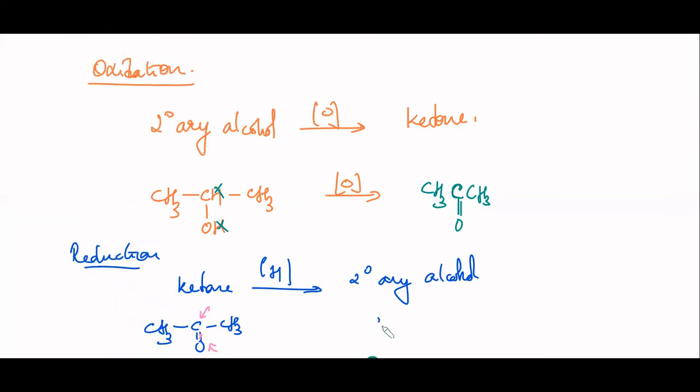And the product would be CH3, C, O. This takes up a hydrogen. This also takes up a hydrogen and CH3. So we get back the secondary alcohol.